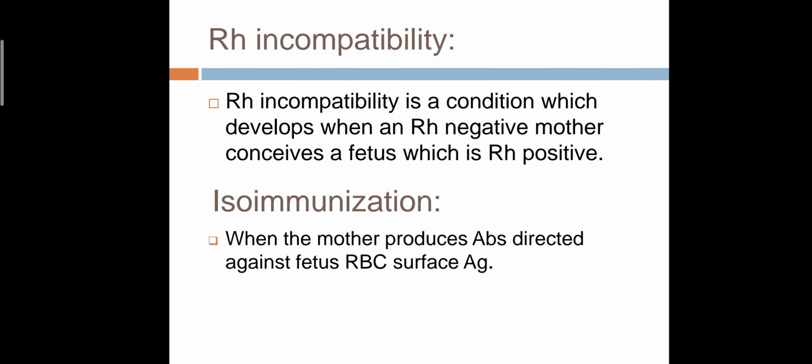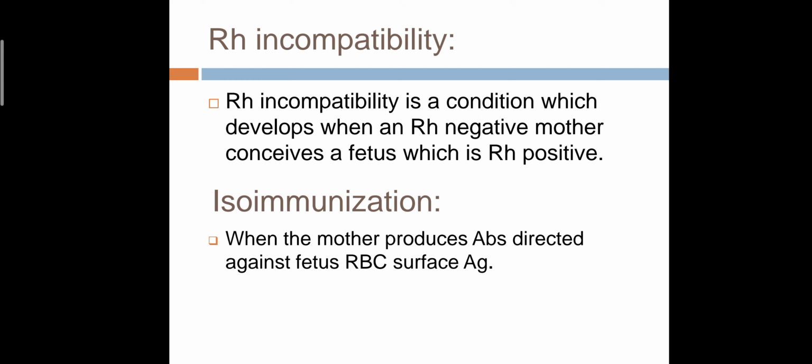The first one, Rh incompatibility. What do you mean by that? Rh incompatibility is a condition which develops when an Rh negative mother conceives a fetus which is Rh positive. So if the mother is Rh negative and the baby is Rh positive, what happens? The mother's antibody will think that the baby is a foreign body, so it will try to kill it. Okay, that is called isoimmunization.